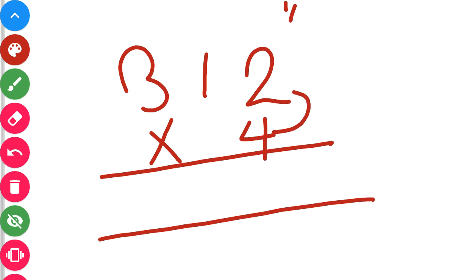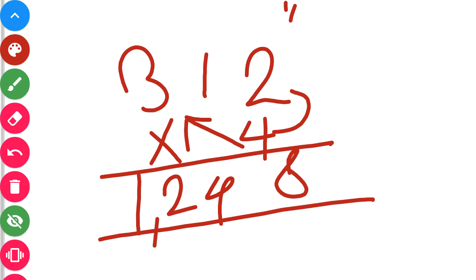Now 4 2s are 8. Acha, now see, 4 1s जा 4. We have read this in the property also, that whenever we multiply any number with 1, we will get the number itself as the answer. So 4 1s are 4. Now at 100s place we are having 4 3s are 12. So now we are having 1248 as our answer.